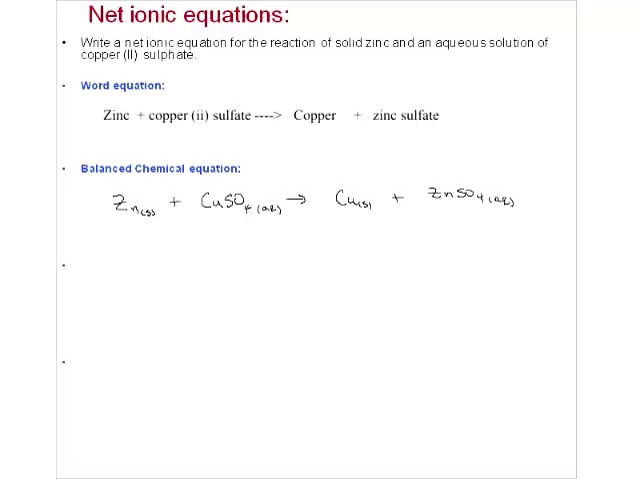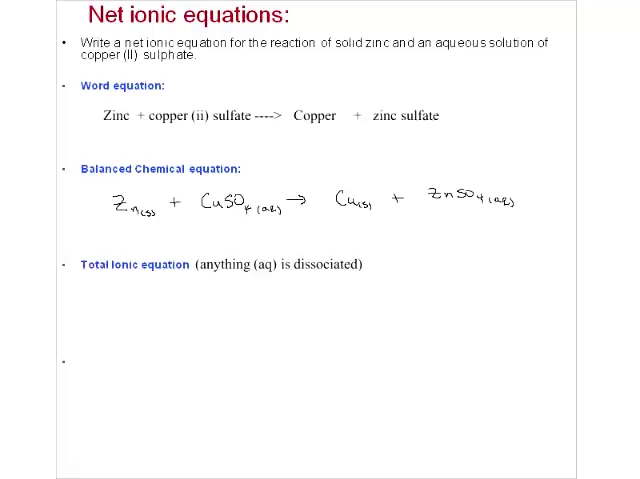There's no ions here. What we're saying is zinc, copper 2 sulfate. Now, there's no 2 here. That refers to the charge on the copper, right? Copper 2 plus and sulfate SO4 2 minus produces copper metal and zinc sulfate. Okay, what we want to do here now is we want to write what's called the net ionic equation.